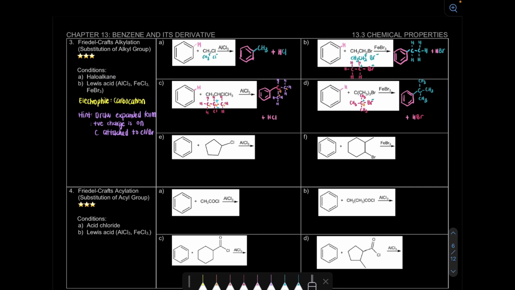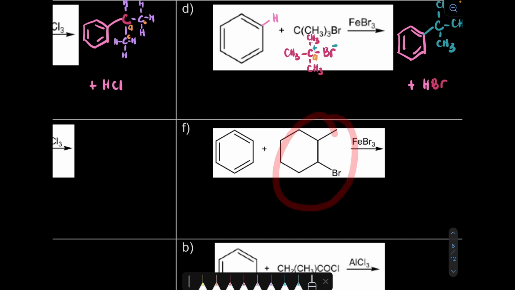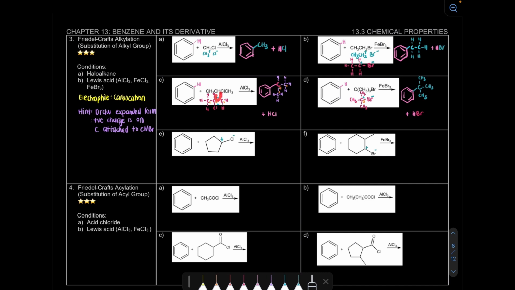Okay, so question E dengan F you should try yourself, but here Miss bagi hint mana yang positive charge tu. Okay, so here carbon dengan chlorine ni, so positive charge pada carbon attached to chlorine. Okay, this bond pula, okay, this is bromine, negative charge, so here will be my positive charge. Okay, so if you are unsure pasal positive negative charge ni, nanti kita akan nampak lebih jelas bila we draw the mechanism.